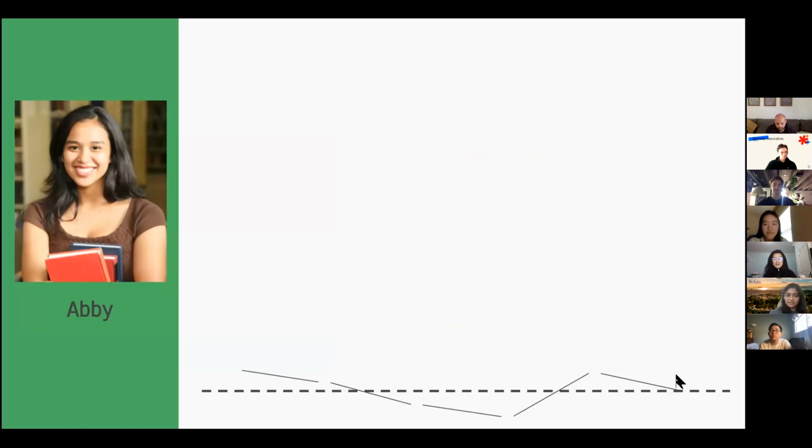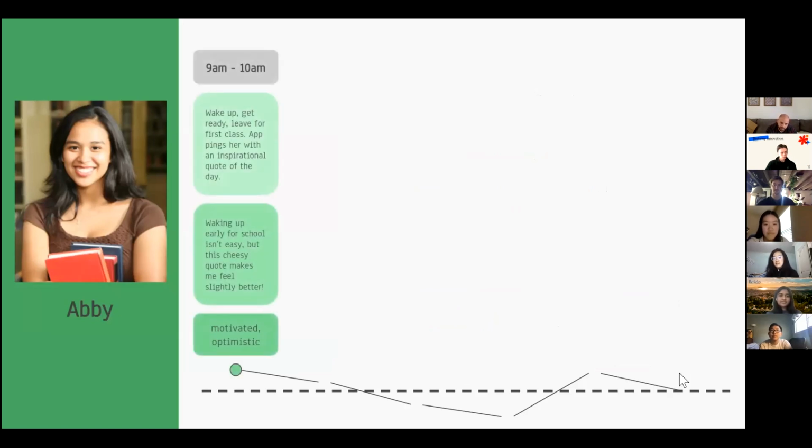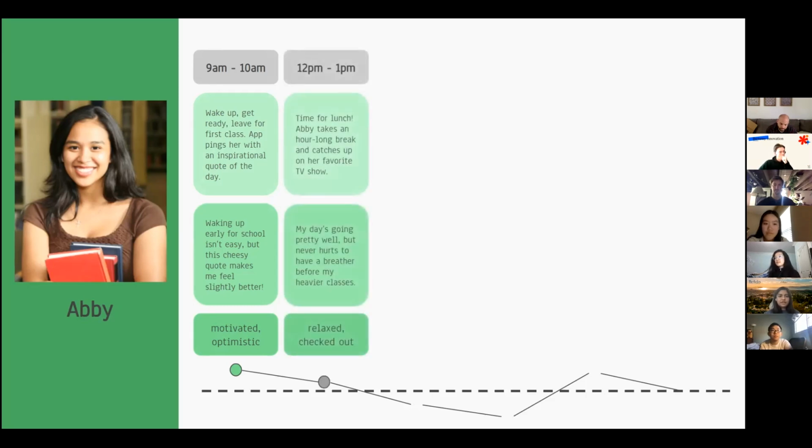Now let's do a deep dive into how Abby would actually interact with her solution in her day-to-day life. At 9 a.m., she wakes up, gets ready, and leaves for her first class. She doesn't have much time, but the app decides to ping her with an inspirational quote of the day. She's feeling pretty motivated and optimistic so far. After a couple hours of classes, she takes her lunch break and catches up on her favorite TV show. No work, no school, no finances, nothing. Just a little breather before her day gets heavier.